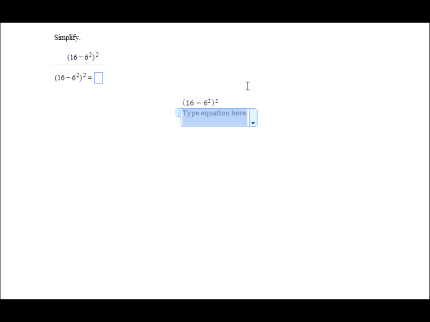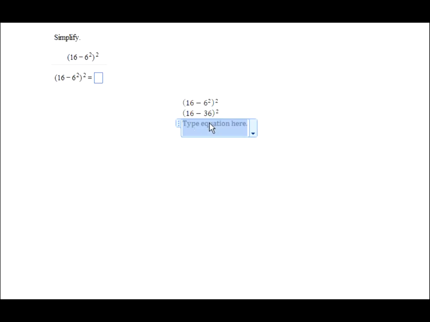So in this problem, we're going to work inside the parentheses and simplify everything that's inside the parentheses before we do anything else. Inside the parentheses, we want to simplify the exponents because inside the parentheses we follow order of operations as well. So we have 16 minus 6 squared. Well, that means take 6 and multiply it by itself. So 6 times 6 is 36. So we're going to have 16 minus 36, and then we are going to square that result.